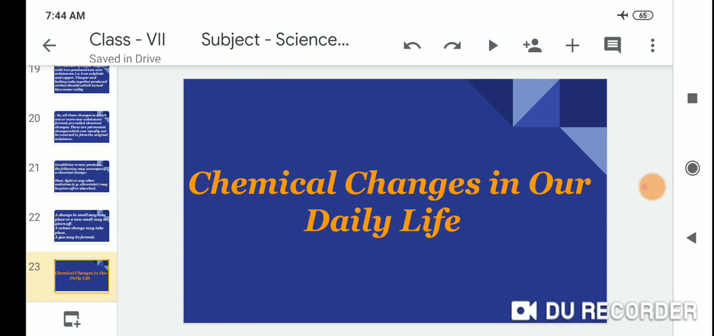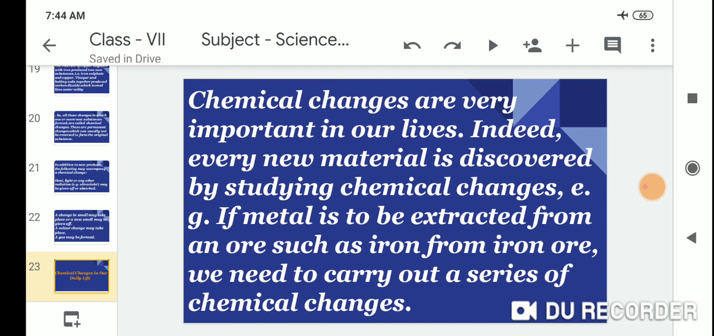Chemical changes in our daily life. Chemical changes are very important in our life. Indeed, every new material is discovered by studying chemical changes. If a metal is to be extracted from its ore, such as iron from iron ore, we need to carry out a series of chemical changes.